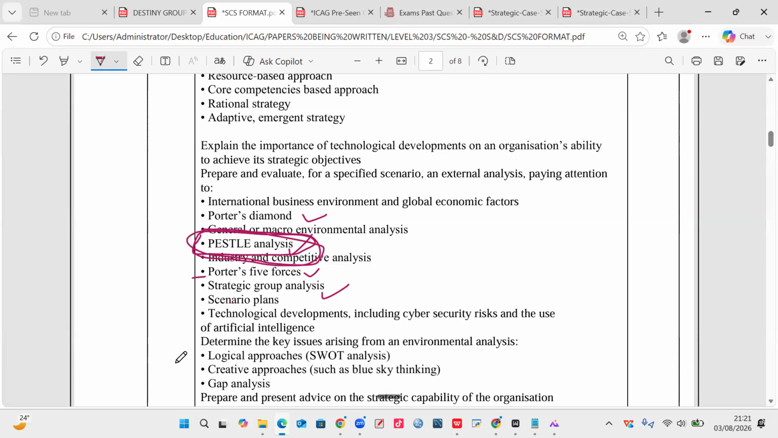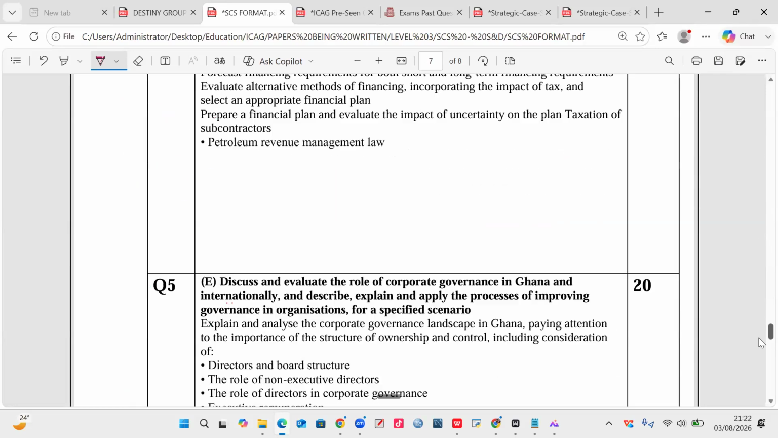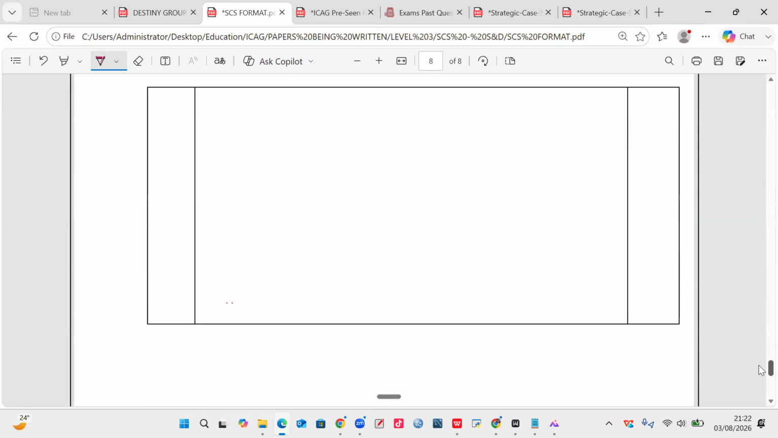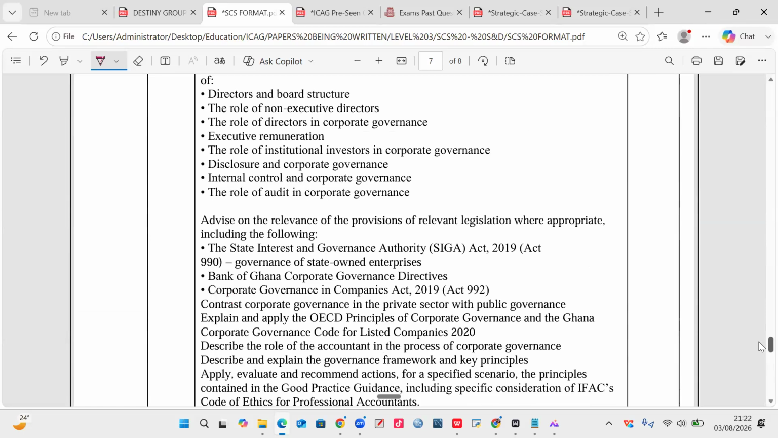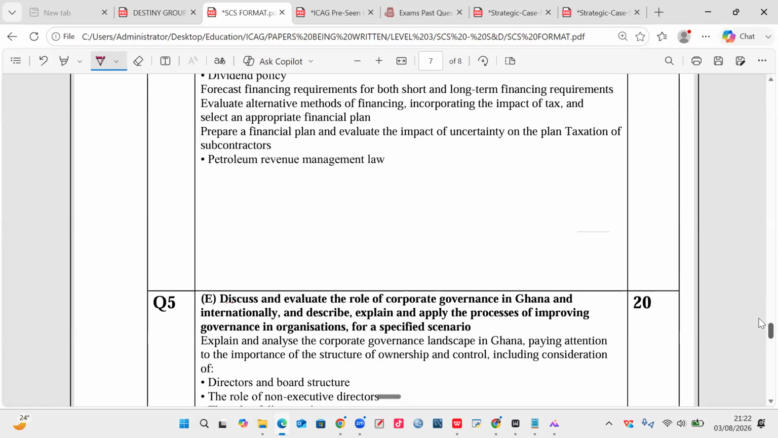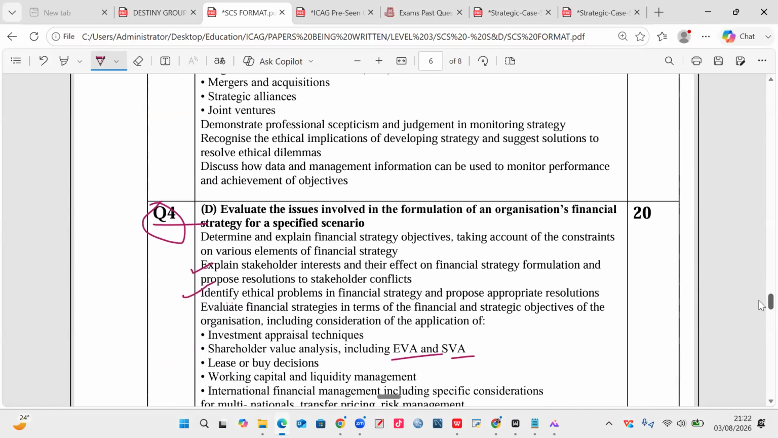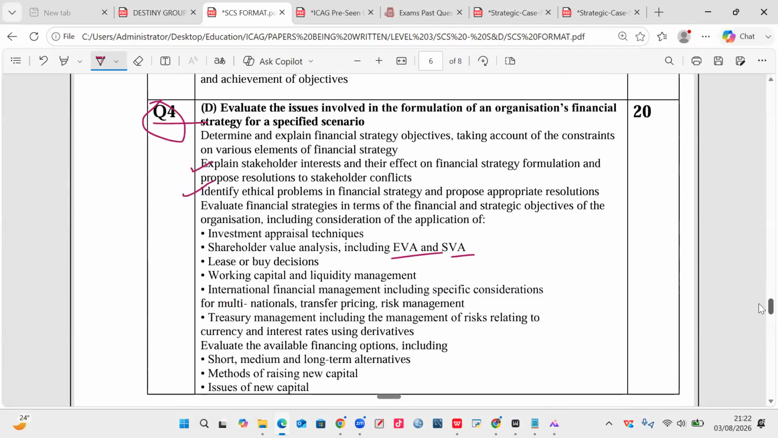When it comes to the corporate governance question, which is the last question, question number 5, you can clearly link them. I remember I was able to link the corporate governance and the PESTLE framework. When it came to the calculations, question number 4, you will not even get time to link it to the case. You just put the calculations there and then you are gone. That was one thing I wanted to share. Okay, thank you.